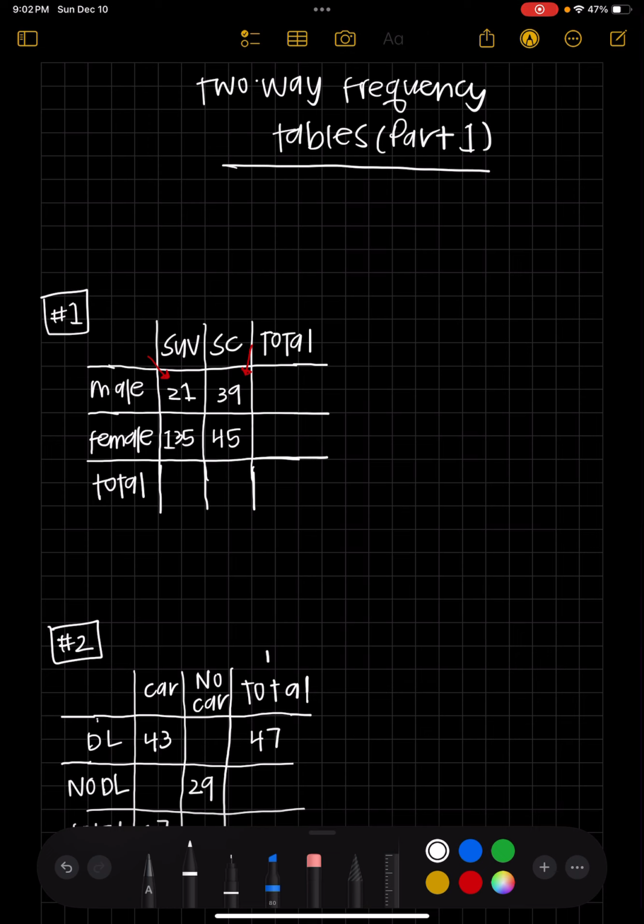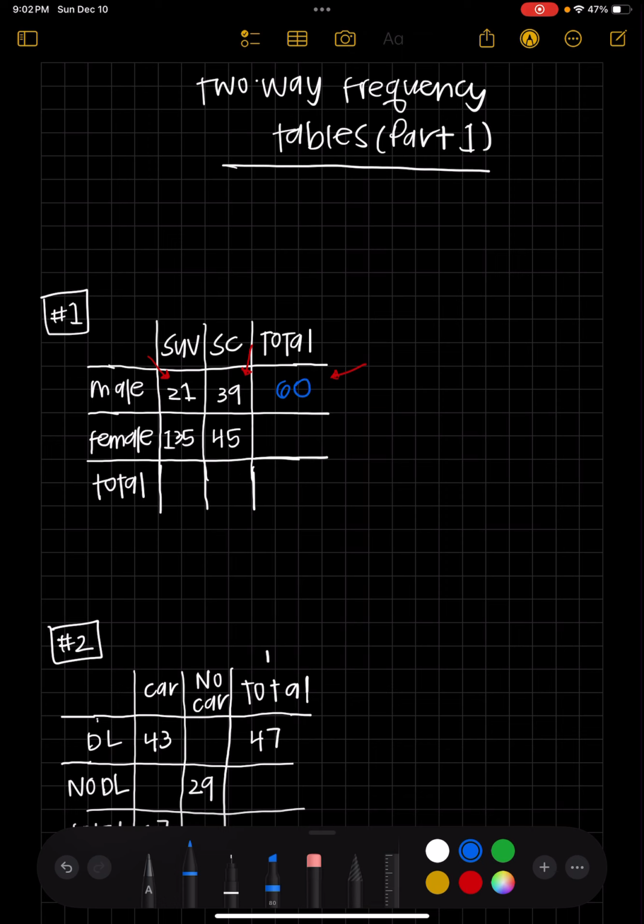to do that, the first thing I need to do is find the total amount of males. Now the total amount of males will go into this box right here. If I know that there are 21 males that want an SUV and 39 males that want a sports car, to find the total amount of males, I would just do 21 plus 39, because that's all of the males that I surveyed. And 21 plus 39 gives me 60. So that tells me that there are 60 total males in my survey.